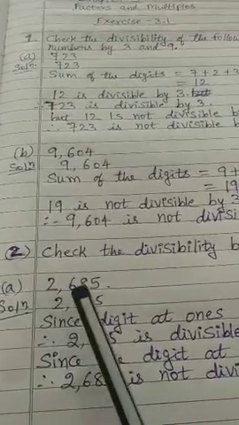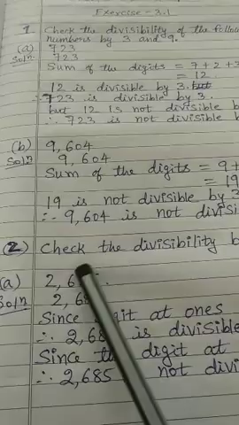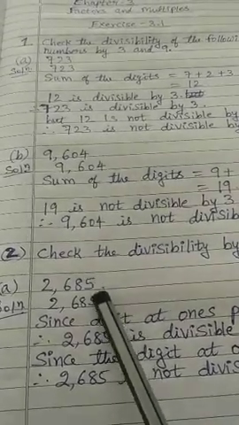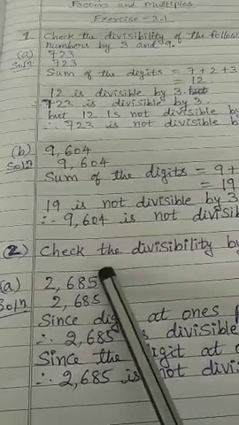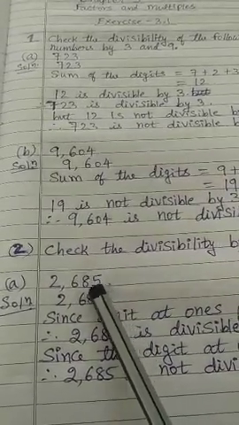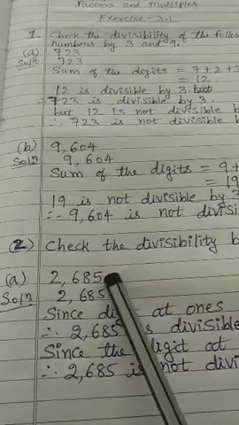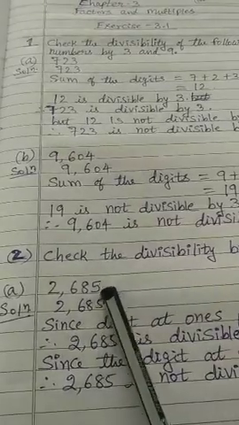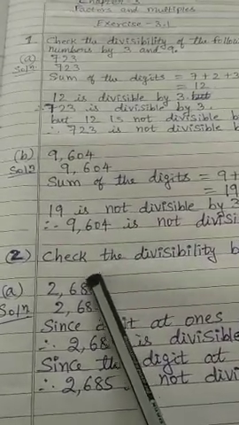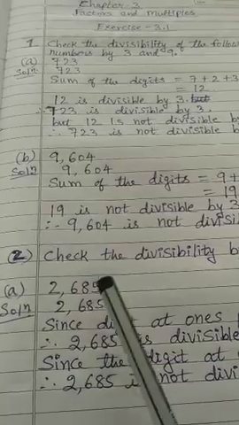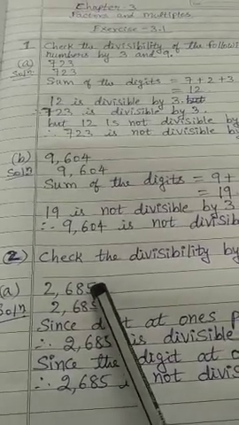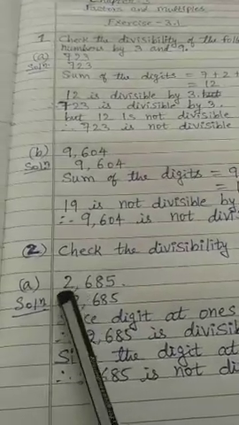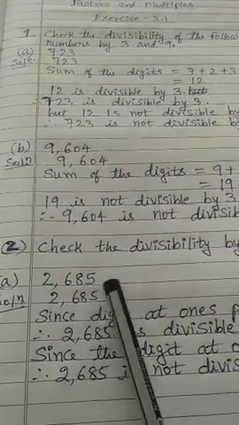A question, 2685. So what is the rule for divisibility by 5 and 10? If the last digit is 0 or 5, then the given number is divisible by 5 and 10. So the digit which is in the ones place you have to see. If it is 0 or 5, then the given number is divisible by 5 and also 10. So A question, you see 2685.